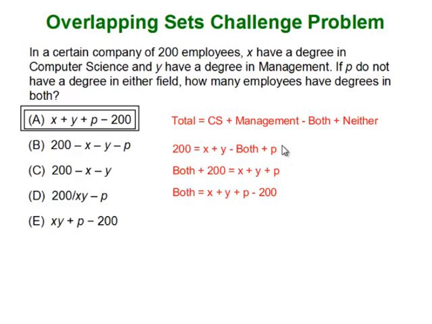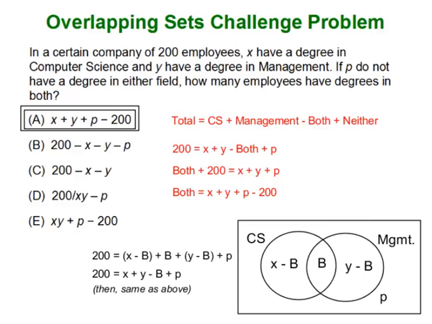So at this point you are halfway there. All you have to do is solve this for both, and you end up with A. So it looks like the formula because that's what we started with.